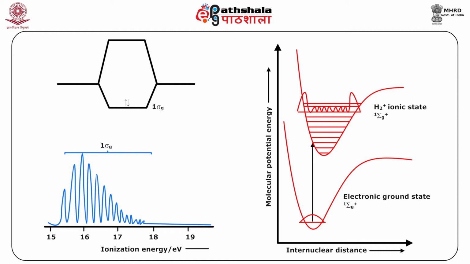The first line that is observed is at 15.41 electron volt, and after that there are some equally spaced lines as shown on the right side of the figure.